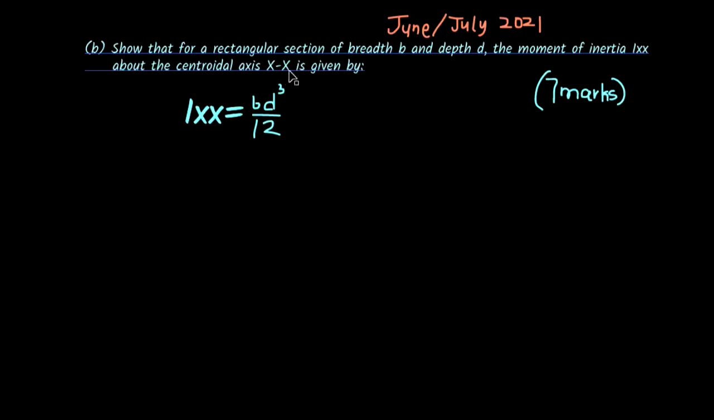The mass moment of inertia Ixx about the centroidal axis XX is given by Ixx equals bd cubed over 12. So this question is a June-July series question. It's about mass moment of inertia. If you are doing mechanical, this is mechanics of machines.